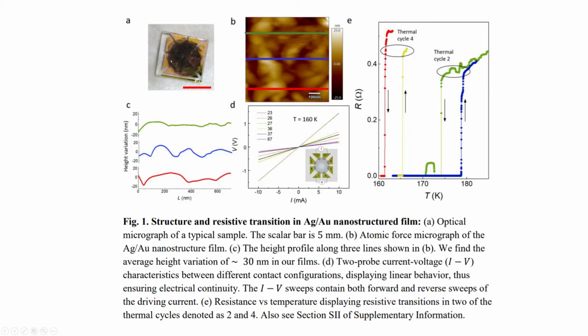Figure 1 shows a picture of the sample with the 8 electrodes, and then this is an AFM, and this is some line cuts showing the surface roughness, and then two-terminal IV curves between some of the leads that are numbered here, and then these transitions that were reported for the same device, presumably.